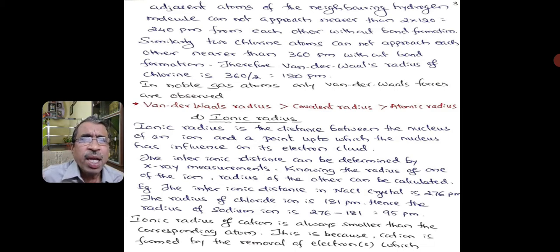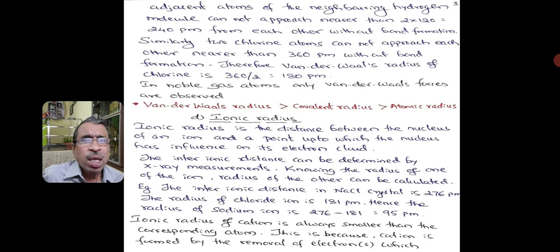Coming to the ionic radius. Ionic radius is the distance between the nucleus of an ion and a point up to which the nucleus has influence on its electron cloud. The inter-ionic distance can be determined by X-ray measurements. Knowing the radius of one of the ions, the radius of the other can be calculated.